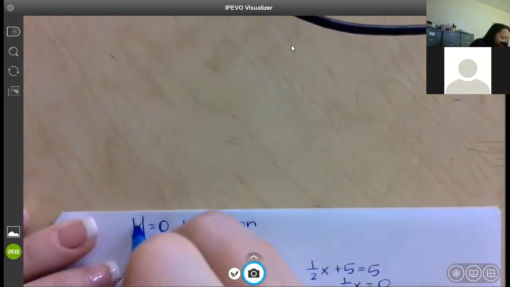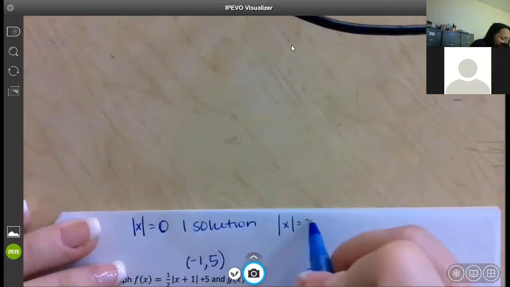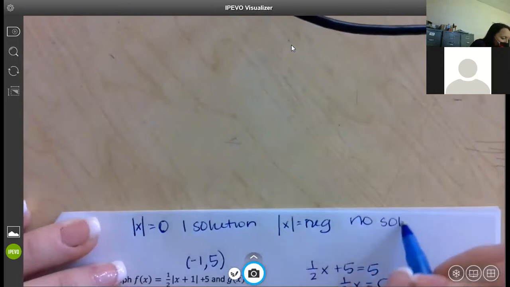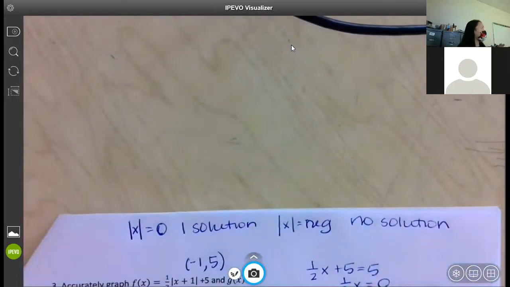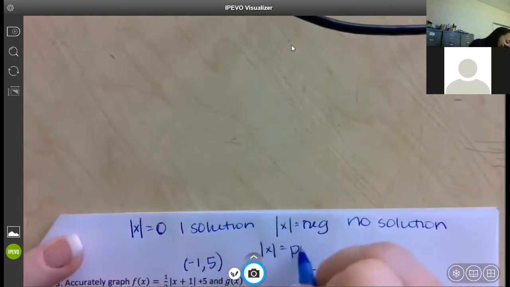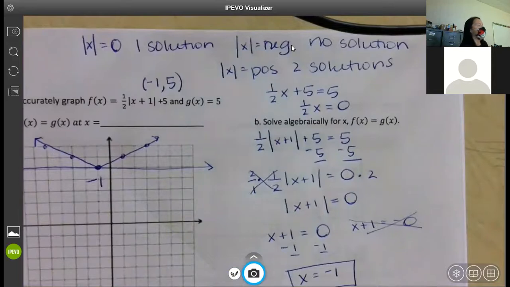it's one solution. If it's equal to a negative, it's no solution. And that's the absolute value all by itself, okay? You got to get everything away from it. If it's equal to a positive number, it's 2 solutions. And one more time, that's when that absolute value is by itself, not in the very beginning, at step 2, at step 2.